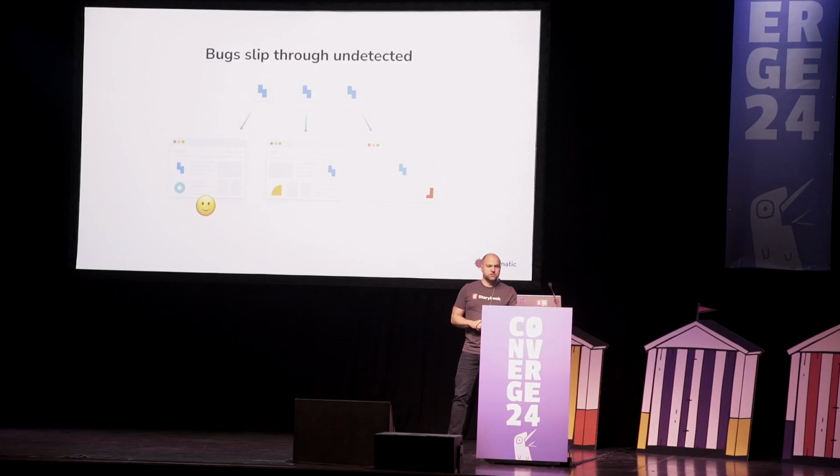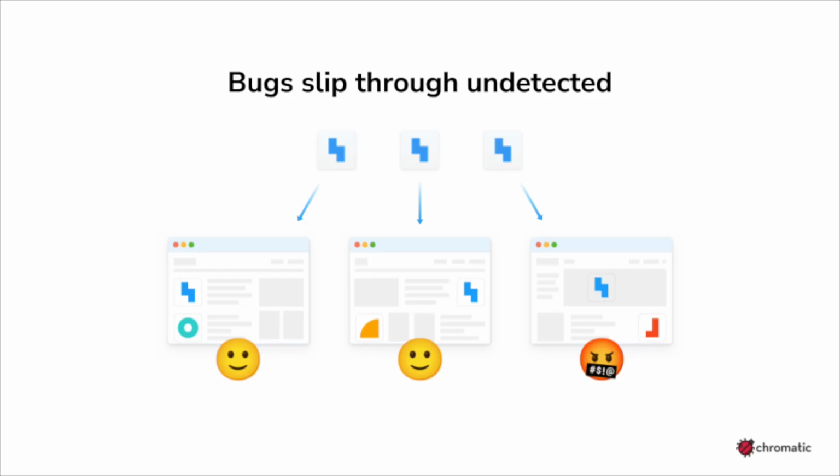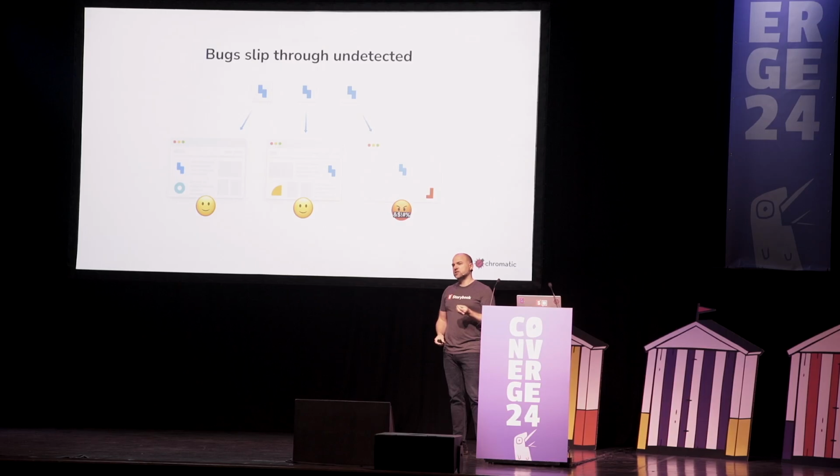So what happens is you have one component and it's being reused in a bunch of different places, right? That's what we want with components. We want to reuse them. So in this one place, everything's fine. In the second place, everything's fine. But this third place, what happened? It's just, I don't know, positioned wrong. And this sort of bug can slip through undetected very easily.